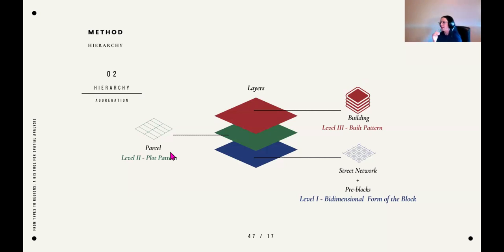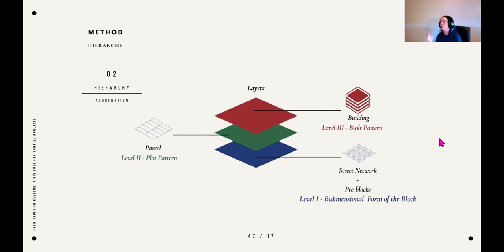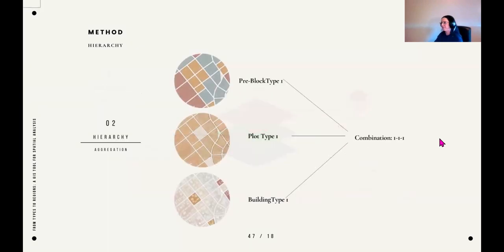So that's the idea. Once our spatial unit of aggregation is established, we're now looking at the layers of the classification. There's a direct relation to what Conzen did in his work, where we separate the elements. We'll start with the first level, the bidimensional form of the block, where we combine the street network and the pre-blocks. Next, the second level of the hierarchy is the parcel, so the plot pattern. And lastly, we have the third level, the build pattern, where we're looking at the building with the 2D information, but also 3D, which is the height.